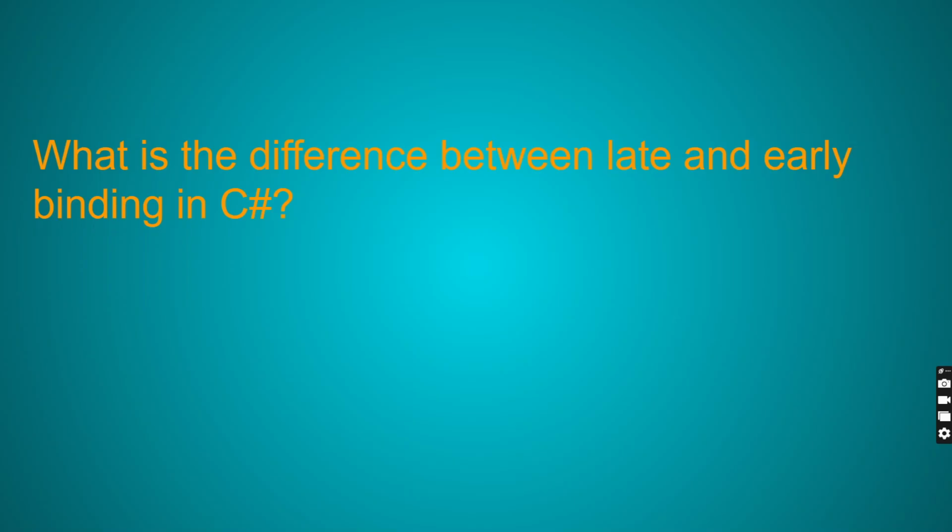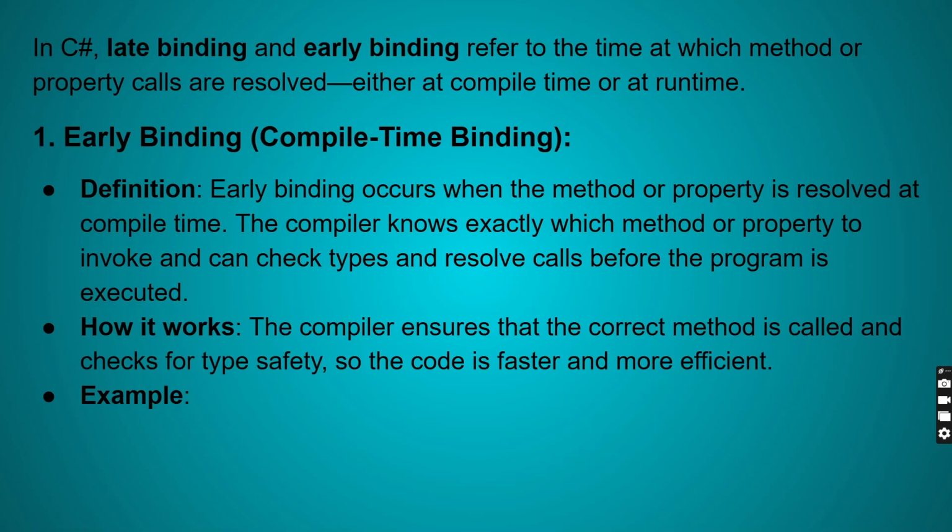Hi friends, today we are going to learn about the difference between late and early binding in C Sharp. In C Sharp, late binding and early binding refer to the time at which method or property calls are resolved, either at compile time or runtime.